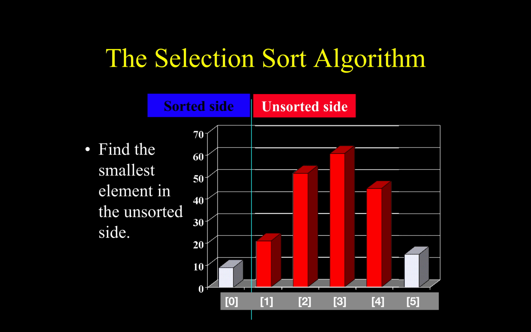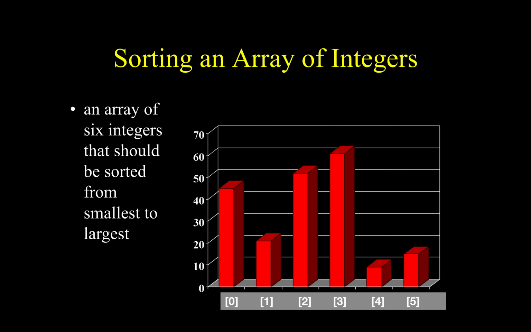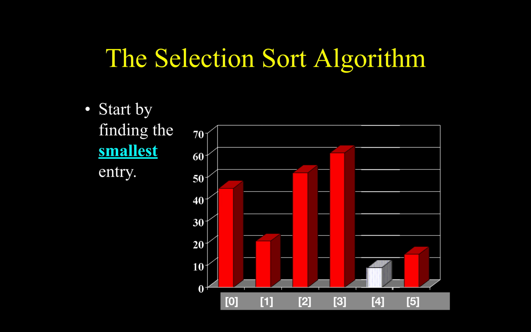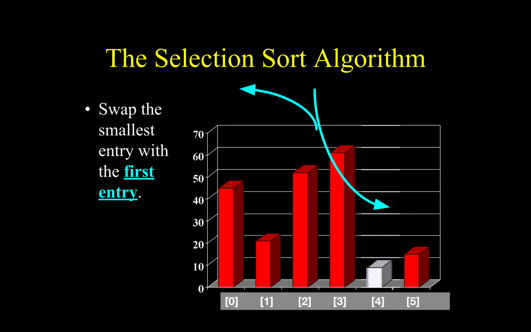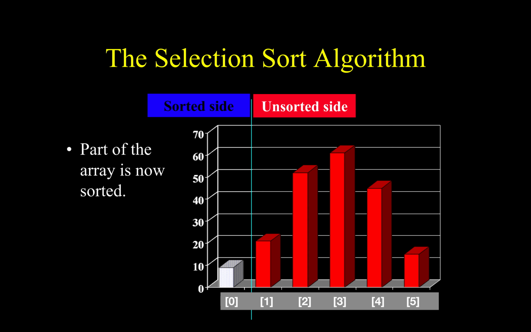So if we have a summary again, we have a set of numbers. We first find the smallest entry and we move it to the front. Swap the smallest with the first entry. Next we divide into sorted and unsorted. We look at the unsorted side.